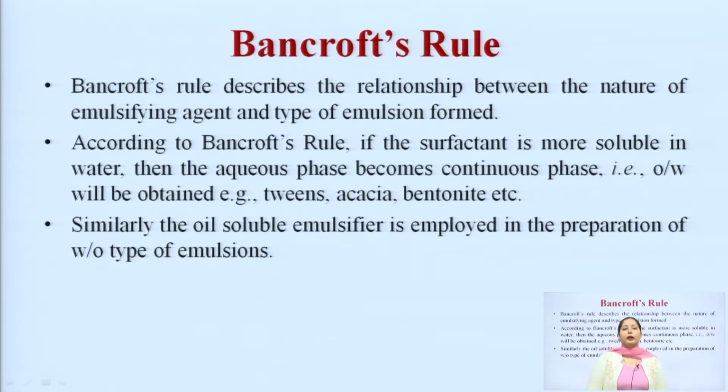Then another is Bancroft's rule, a very important rule which describes what type of emulsion will form. It gives the relationship between the nature of the emulsifying agent and the type of emulsion formed. According to Bancroft's rule, if the surfactant is more soluble in water, then the aqueous phase becomes the continuous phase, that is, an oil in water type of emulsion will be formed. Examples of water soluble emulsifying agents are Tweens, acacia, bentonites, etc.